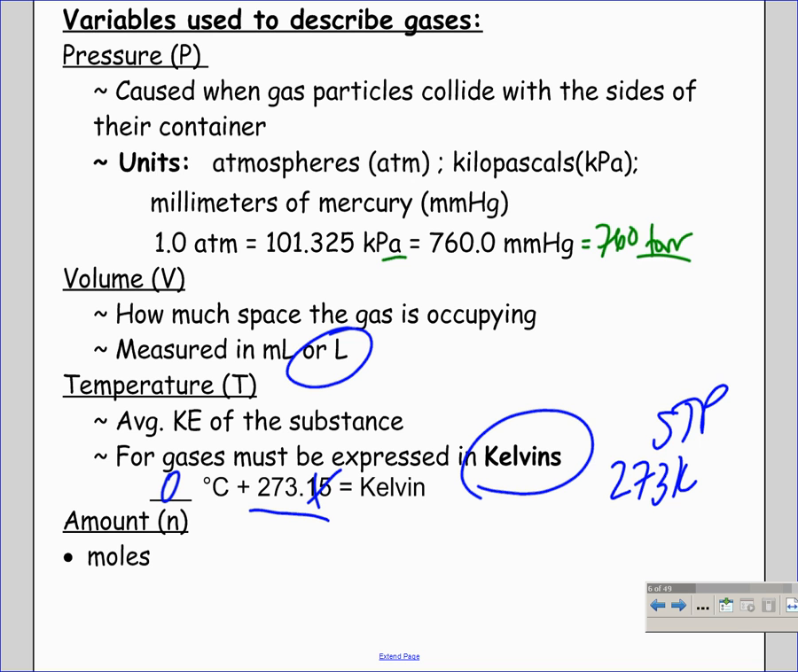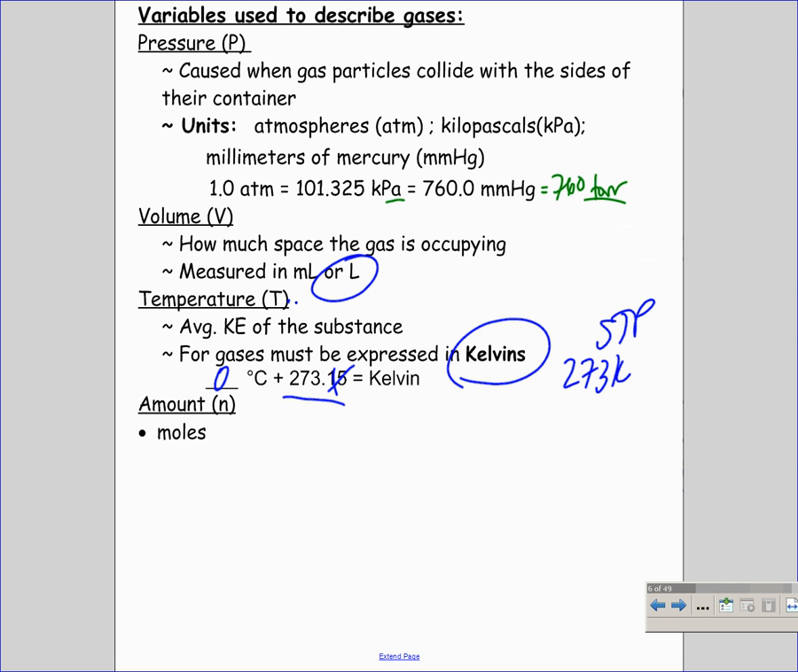Lastly, the variable is temperature, which is T. The last one is moles, which we represent as n. Okay, so if you ever have to convert from grams to moles, you're calculating for n. These are important because these variables are used in formulas. The formulas are, ready?